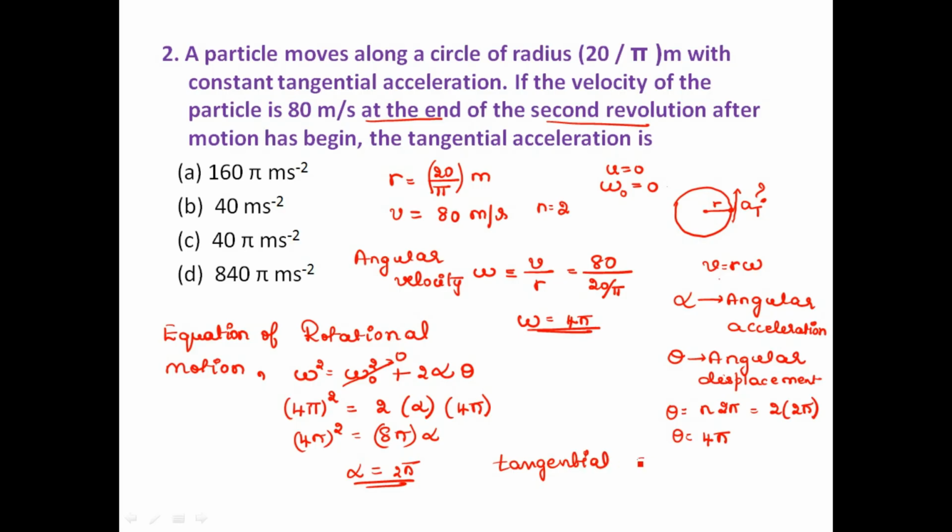Tangential acceleration is given by AT is equal to R into alpha. R is 20 by pi. Alpha is 2 pi. That is equal to 40 meter per second square. Which is the correct option among the 4 given options? It is, yes, option B. Option B is the right one.